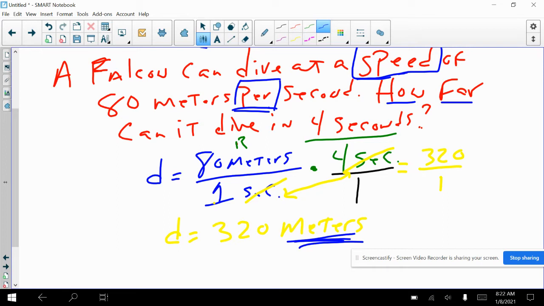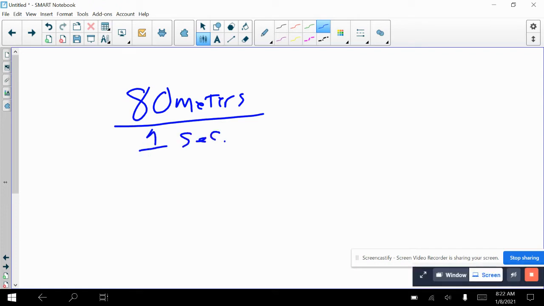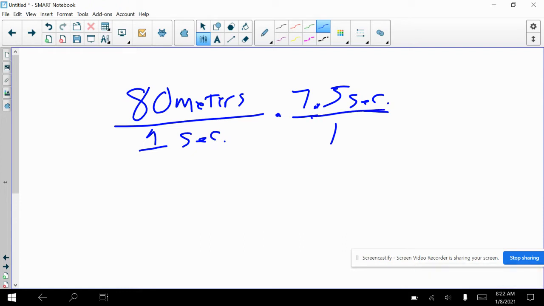All right, we're going to keep this same problem. We're just going to tweak it for a minute. I'm not going to rewrite it. So let's say that that falcon still dives 80 meters in that same 1 second, and now it wants to know how far it can go in 7.5 seconds. This is where we can change the problem to anything that we want. 4 seconds, 15 seconds, 7.5 seconds. Everything still stays the same.